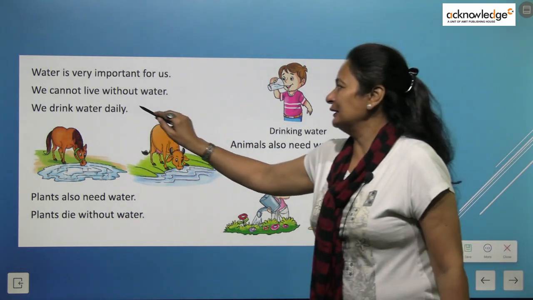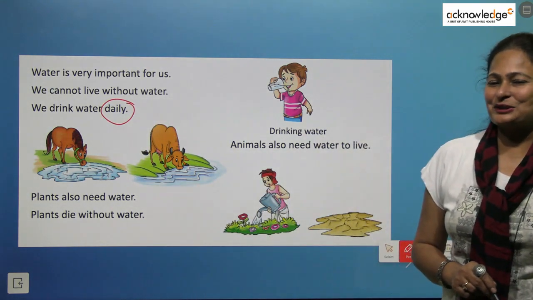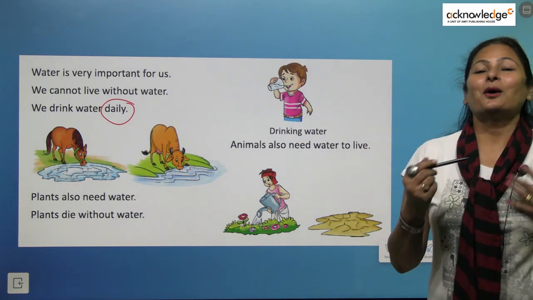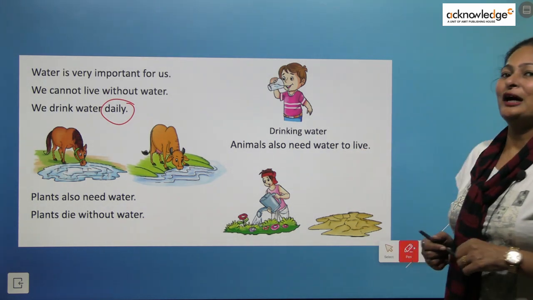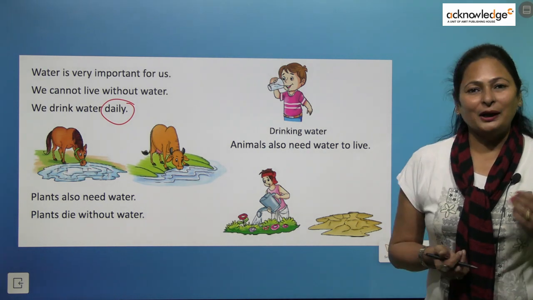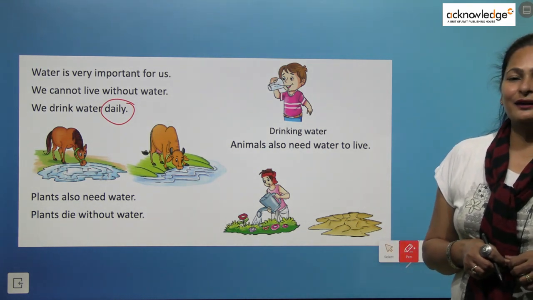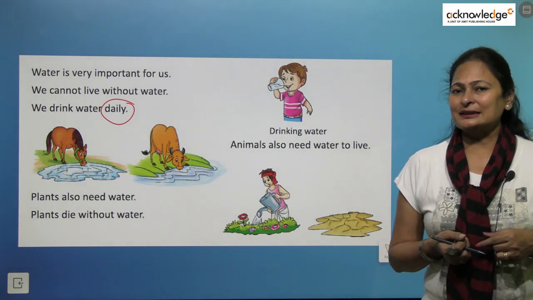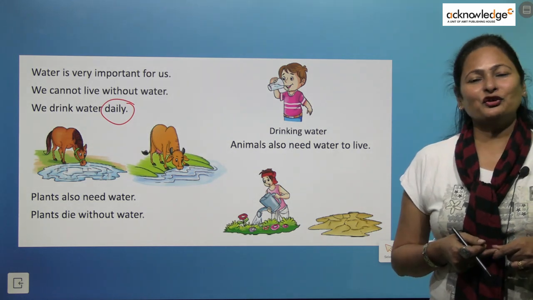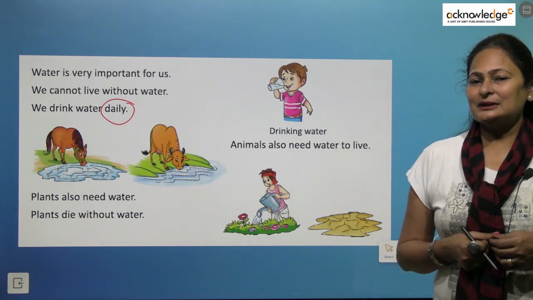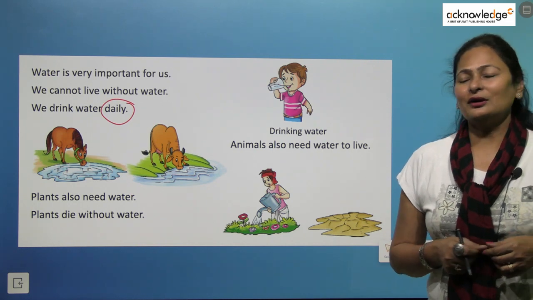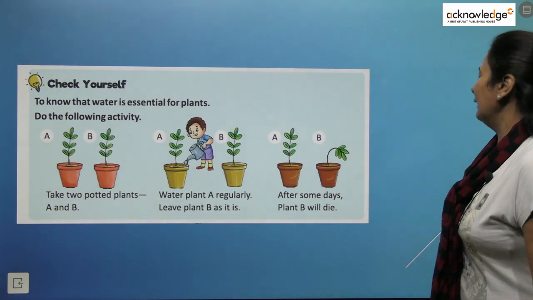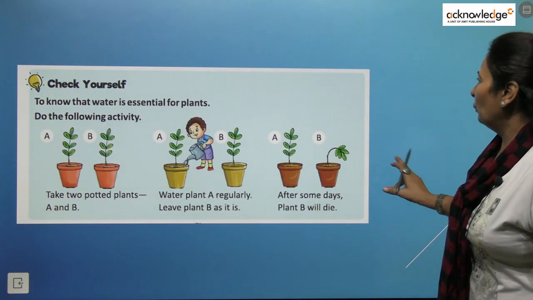We drink water daily, at least 8 glasses of water you should drink daily. Animals also need water to drink, and plants also cannot stay alive without water. Water is needed in photosynthesis. We have learnt about photosynthesis. Water is very much essential in photosynthesis. So, plants also cannot stay alive without water.